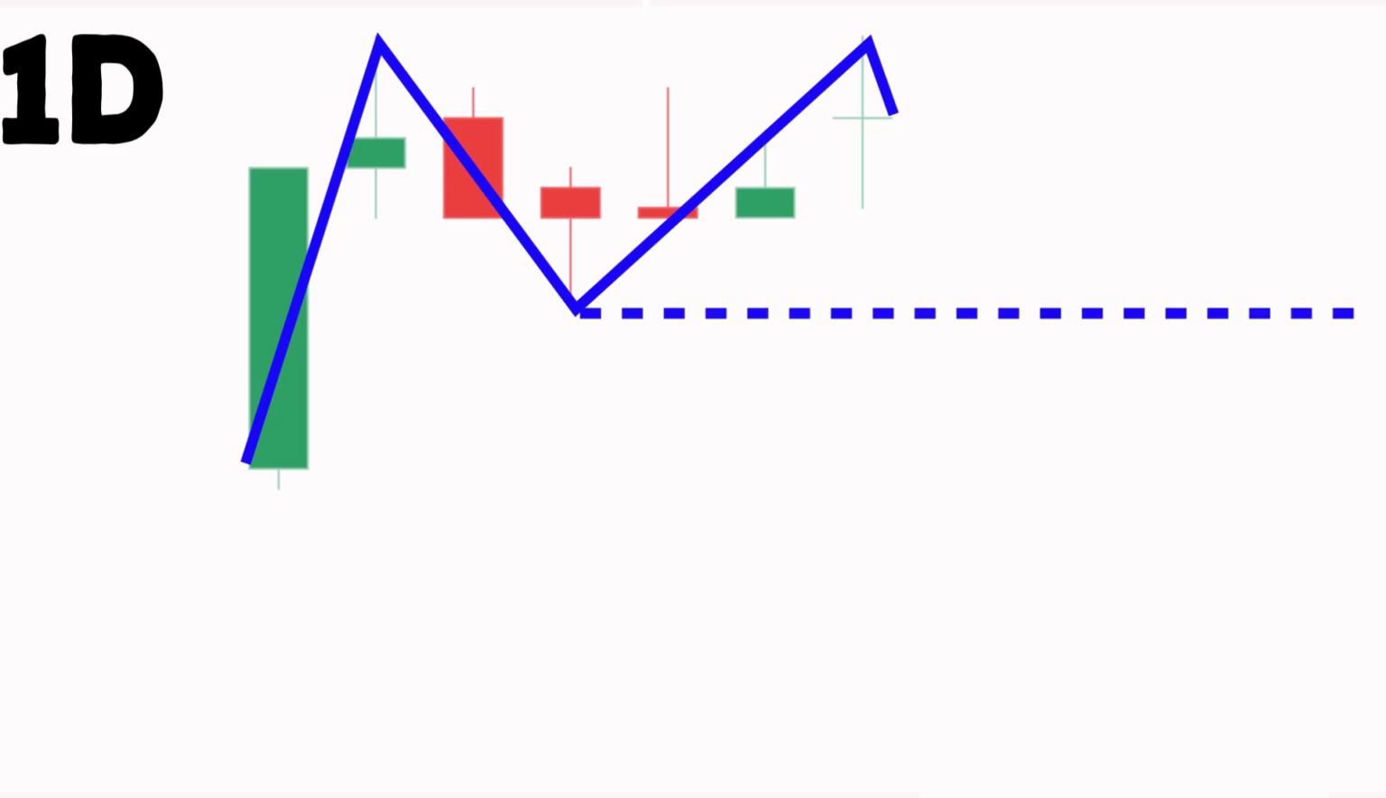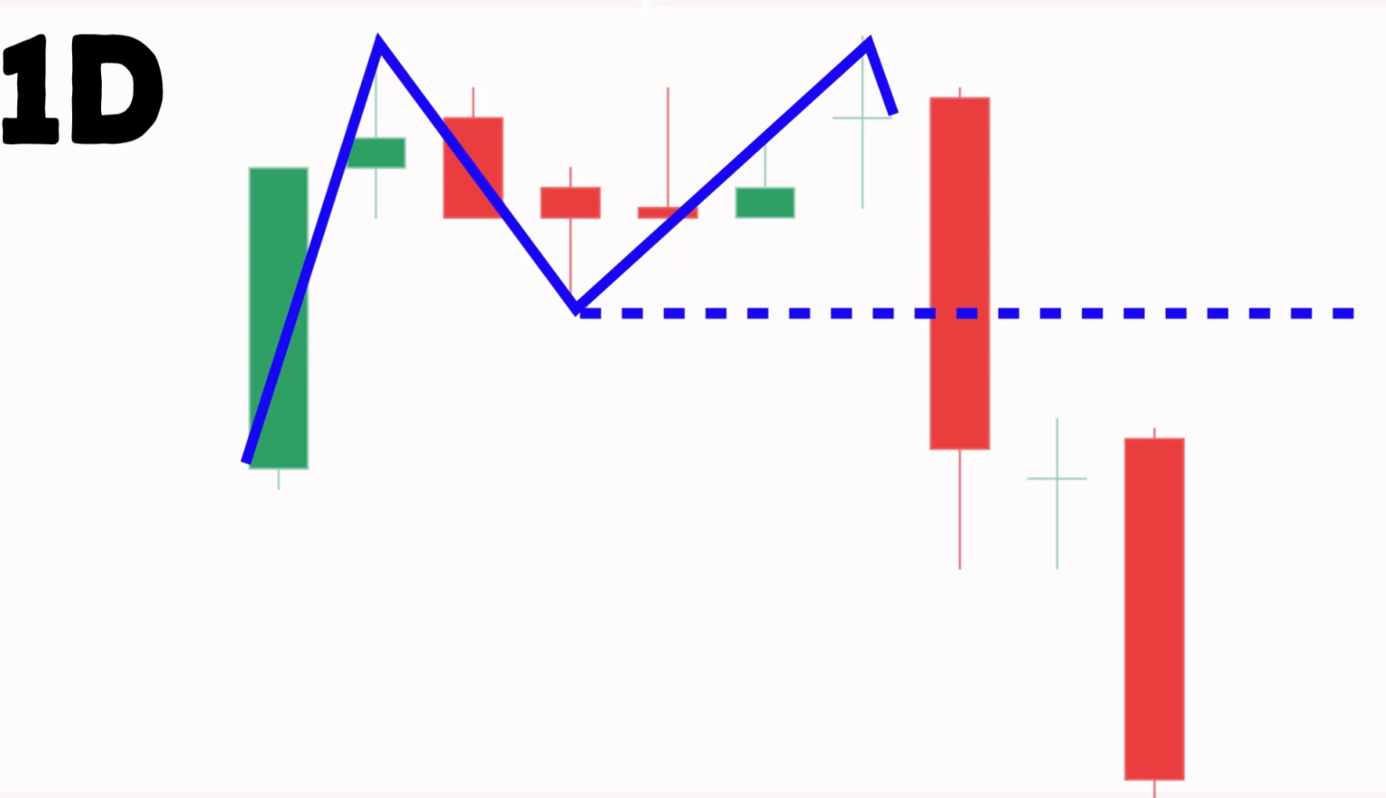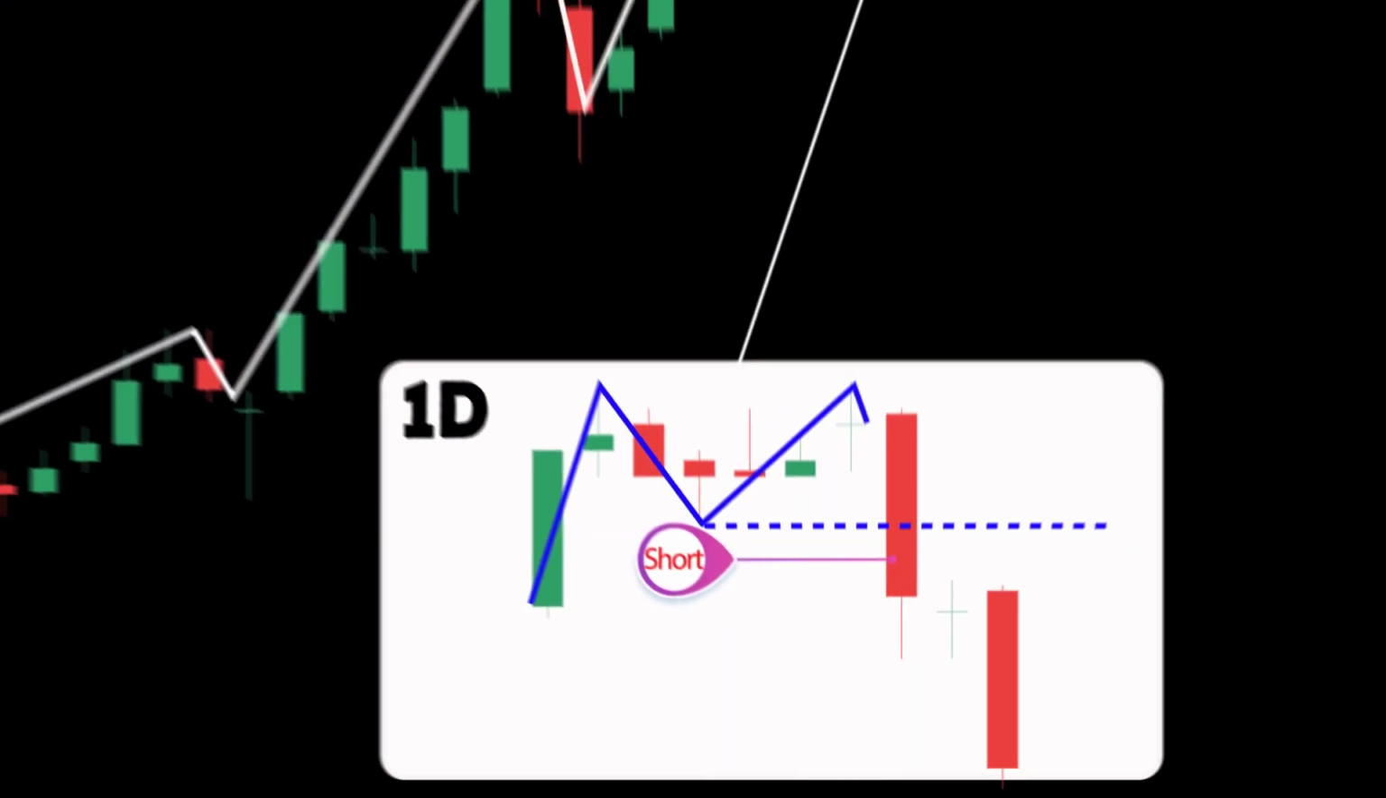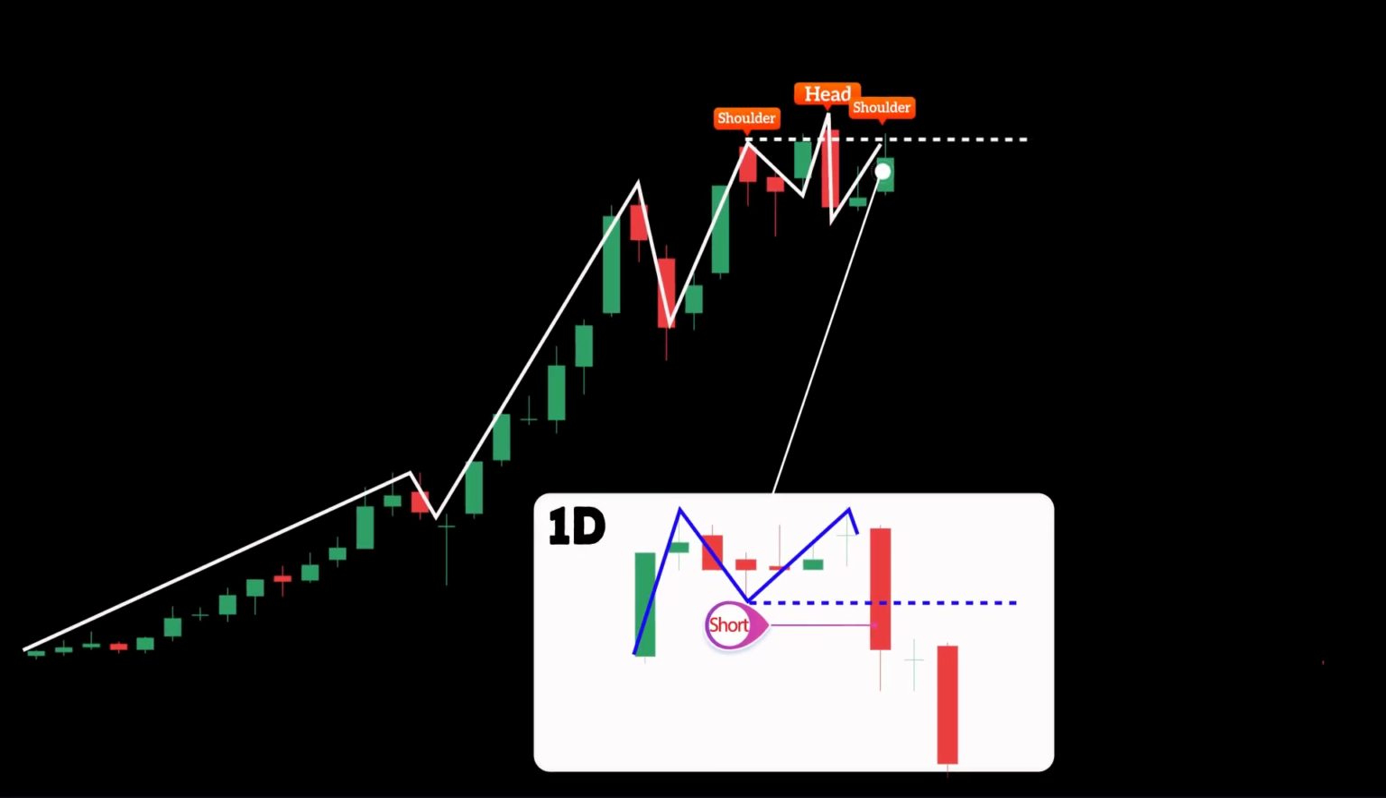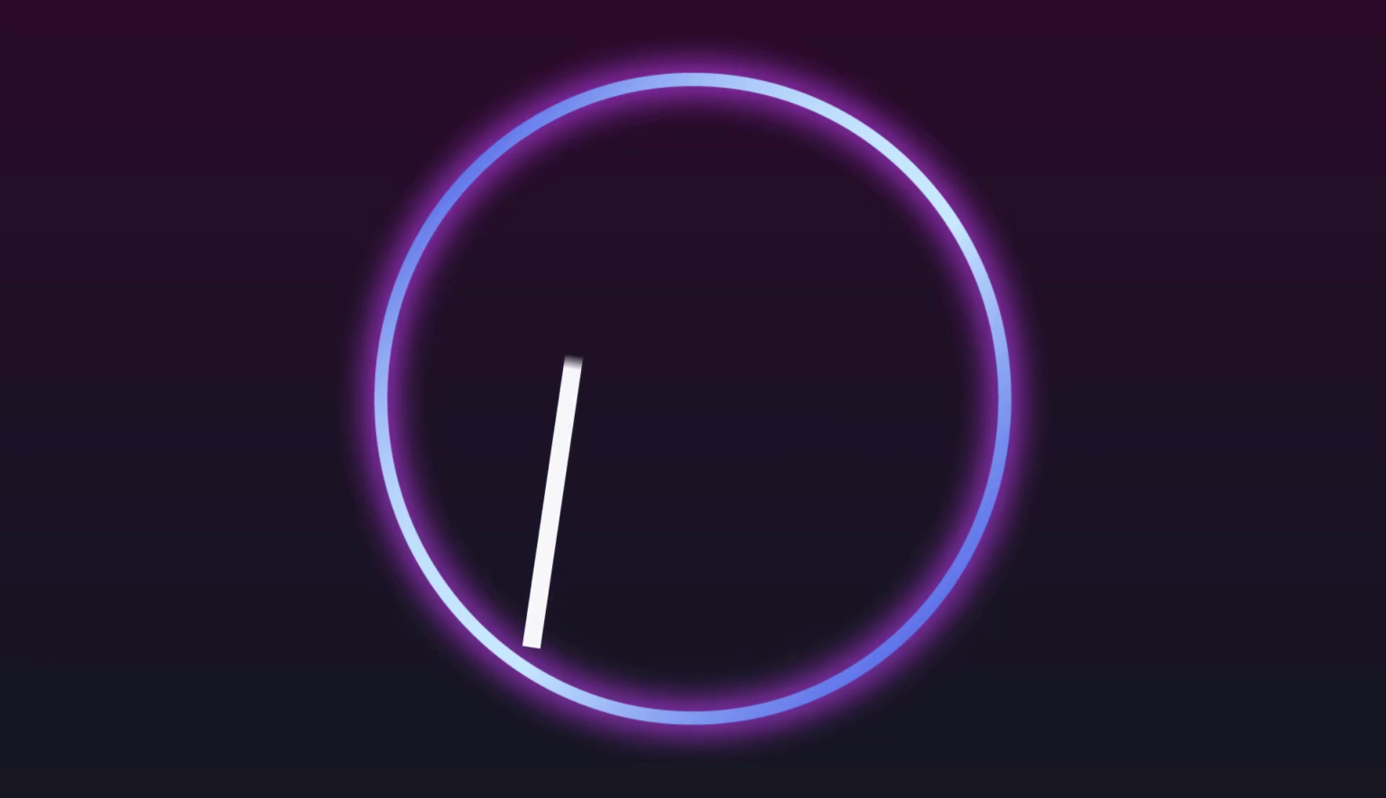the weekly time frame. Then, we can set up a short position on the 1 hour time frame as soon as the price breaks through the neckline of the double top pattern on the daily chart. Now, let's move on to the next section.